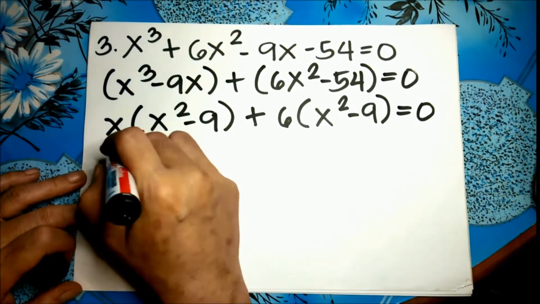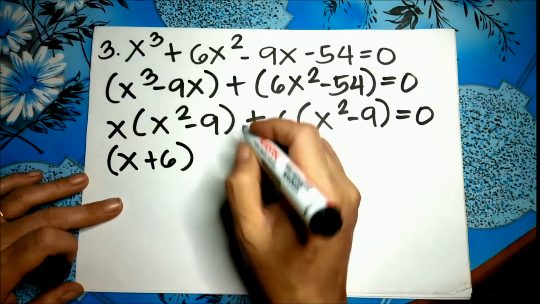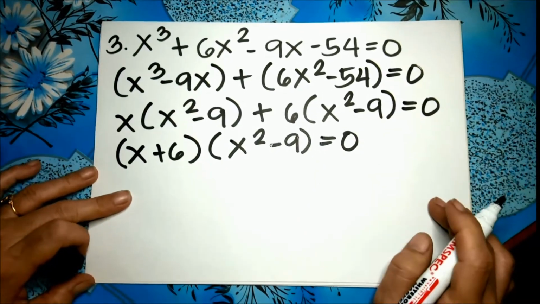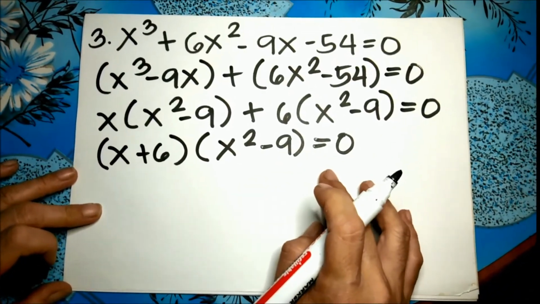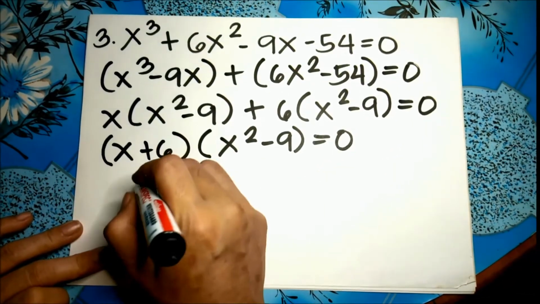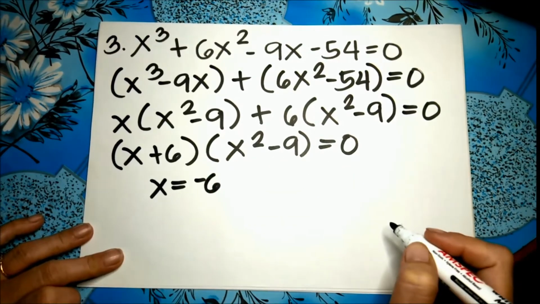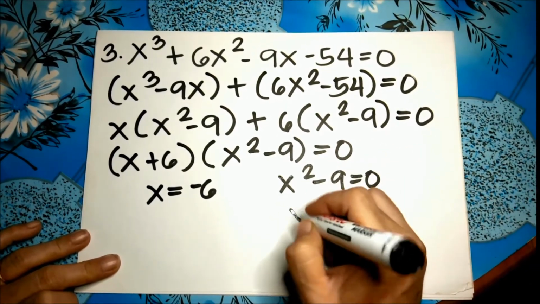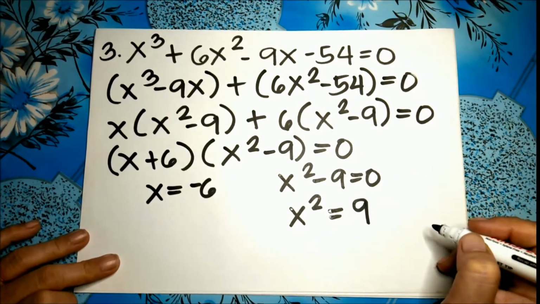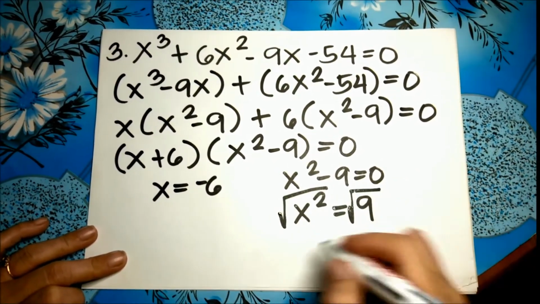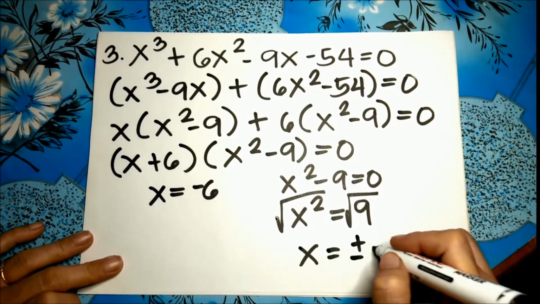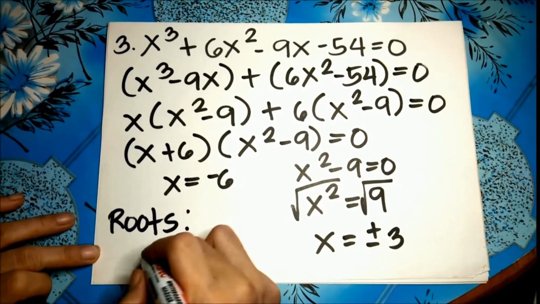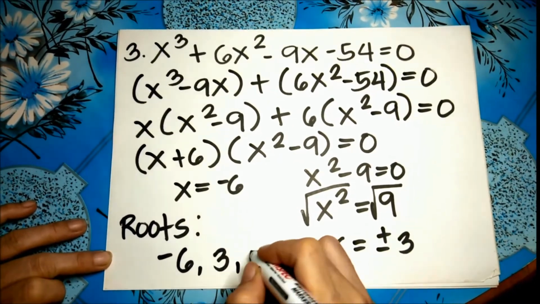Now simplifying them, we have (x plus 6) times (x squared minus 9), and that is equal to 0. And since it is now already in factored form, we can now apply the zero product property. So in this side, we have x equals negative 6. Well, this one, we have x squared minus 9 equal to 0. Again, let us get the square root of both sides. Therefore, x is equal to positive and negative 3. Therefore, the roots for number 3 are negative 6, positive 3, and negative 3.